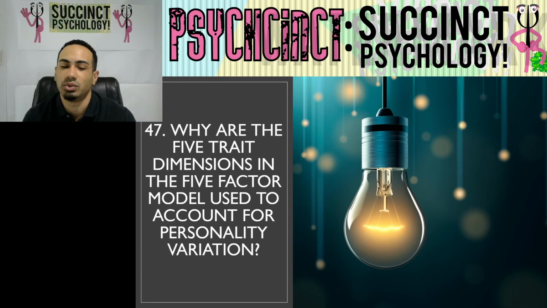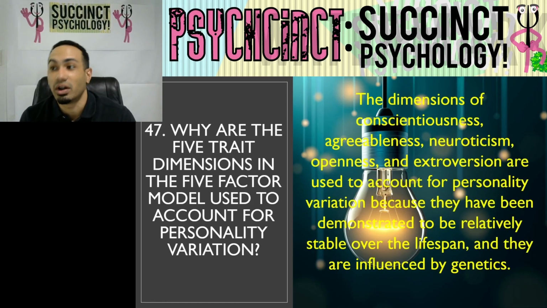Why would we be using those to account for personality variation? Well, what else do we know about the five traits? Well, the biggest thing is that they're relatively stable over the lifespan. So maybe the dimensions of conscientiousness, agreeableness, neuroticism, openness, and extroversion are used to account for personality variation because they have been demonstrated to be relatively stable over the lifespan and they're influenced by genetics. So what you need to remember is that they're going to be relatively stable over time, and that's the biggest thing. That's why they're used to account for personality variation.